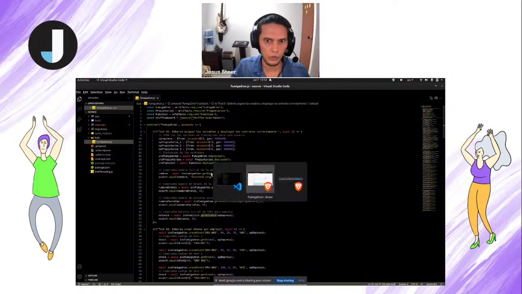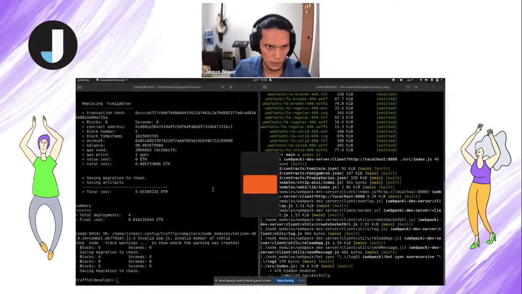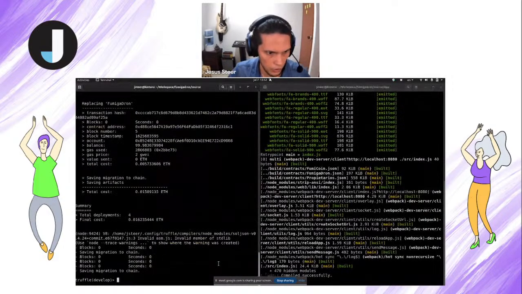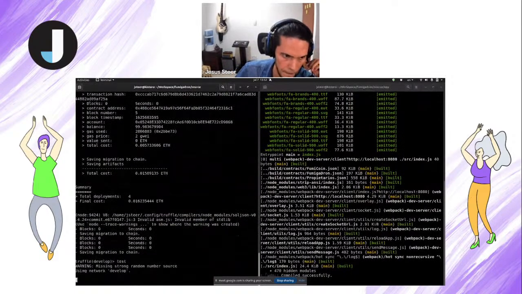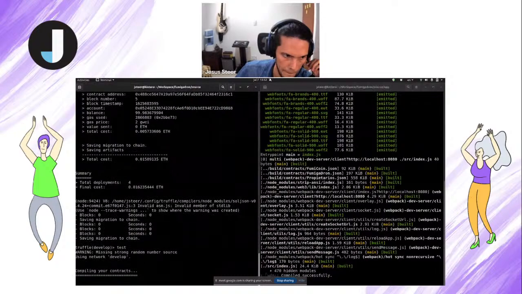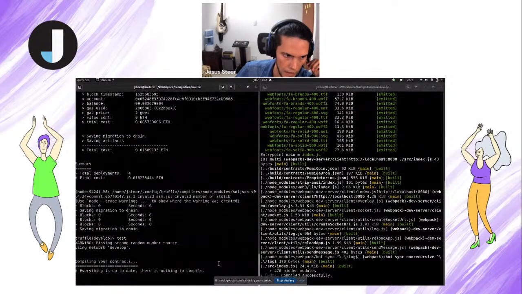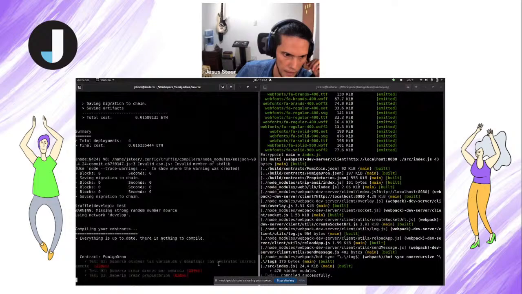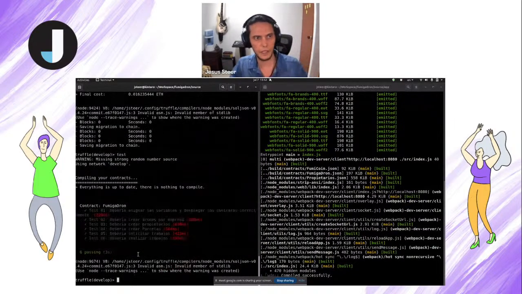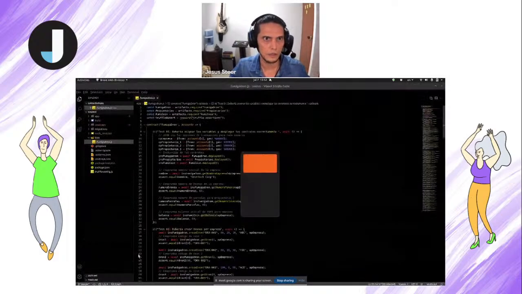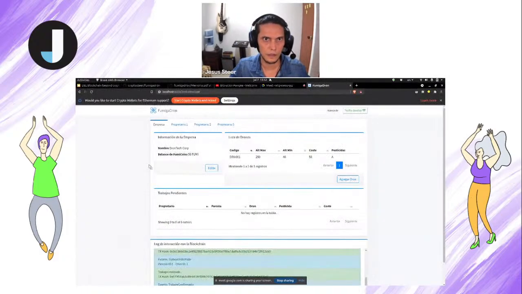If you want to run this test, it is also easy. You just need to go to the Truffle console and send the command test. And it will check that everything is okay. This is the example right now.